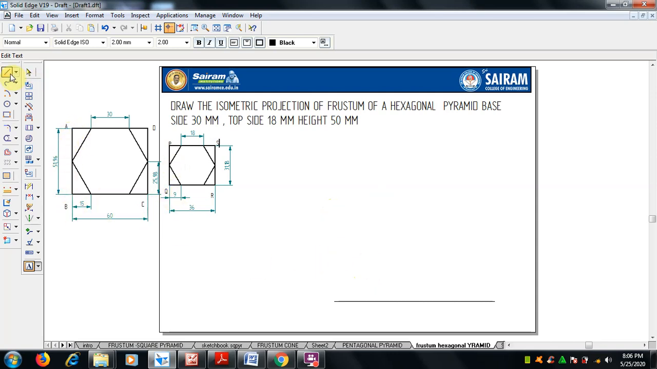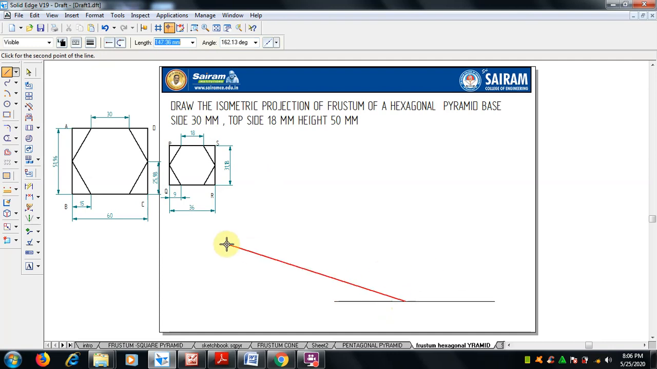Now I am going to draw by selecting the line. So here select a point. So from this, what I am going to draw is BC, the side base BC, I am going to draw in this angle. So the distance is 60, enter 30 angle.